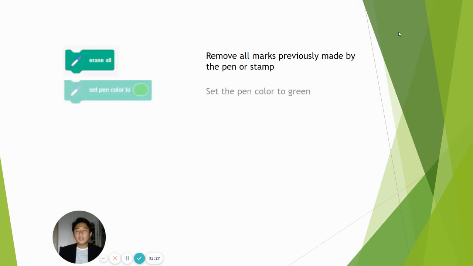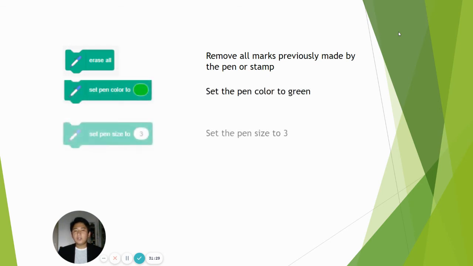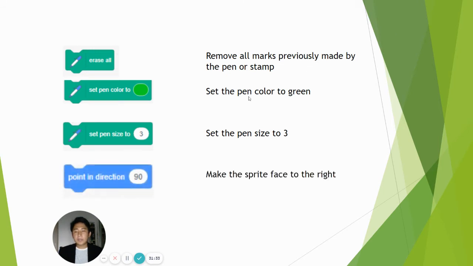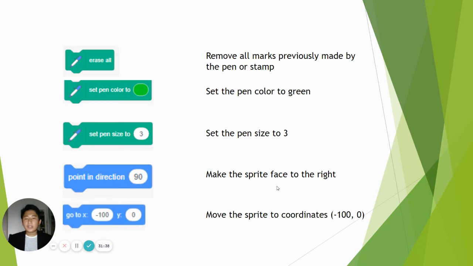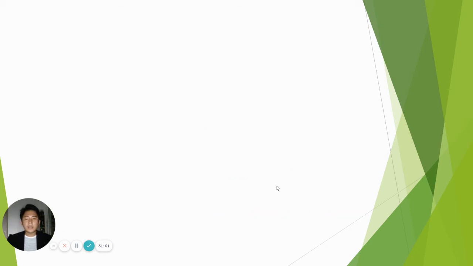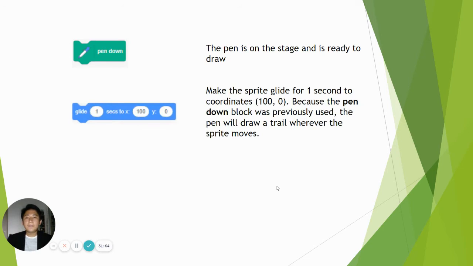All right. So erase all, remove all previous marks, set color. Here is set pen size. And then we have point in direction, meaning our sprite will face to the right. And then go to x negative 100 y 0, so it will move the sprite to coordinates negative 100, 0. And then pen down. The pen is on the stage and is ready to draw.